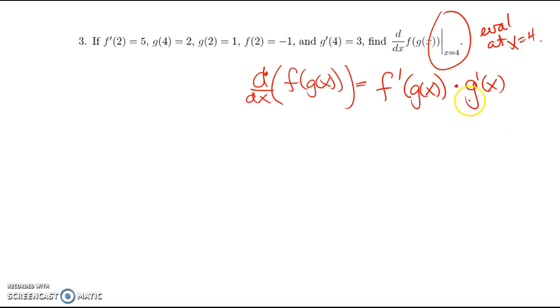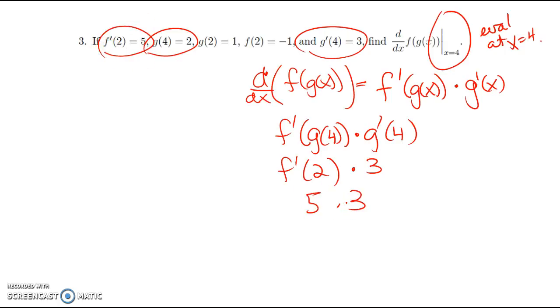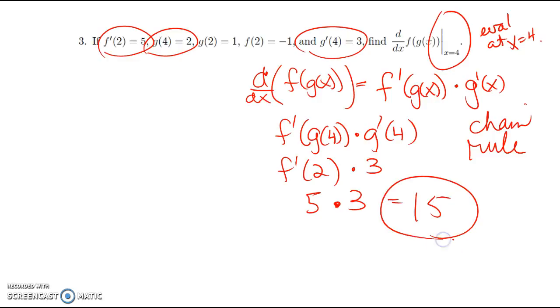So if I'm evaluating at x equals 4, I take this derivative, f prime of g of 4 times g prime of 4, right? So g of 4 is 2, so that means f prime of 2 times g prime of 4 is 3. All right, f prime of 2 is 5, so that's 5 times 3. Oh, geez, on my sheet I wrote plus. No, these are times, definitely, using the chain rule, right? Yep, so that answer is 15.